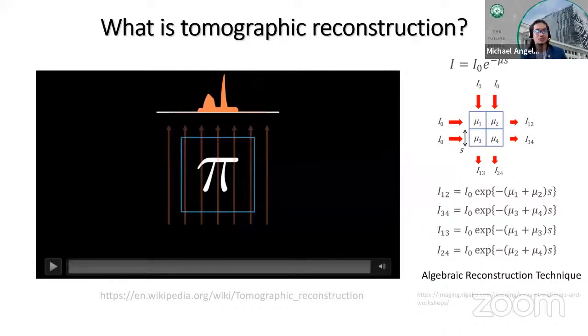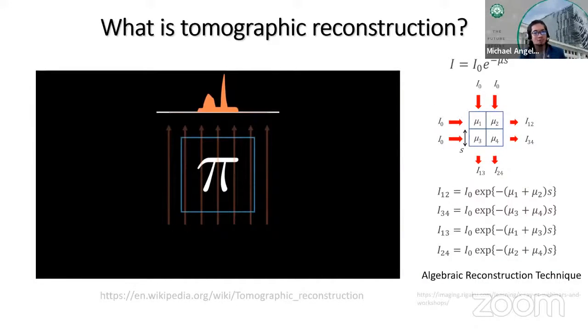And to give you an idea on how this projection image can be used to see the cross section through tomographic reconstruction, this is just an example of a simple 4x4 cross section. We have 4x4 pixels, and this is just an illustration of your 4 projection data, as described by these 4 equations. We have 4 equations, 4 unknowns, and these unknowns are the linear attenuation coefficient. So technically, we are mapping the linear attenuation coefficient through X-ray CT.